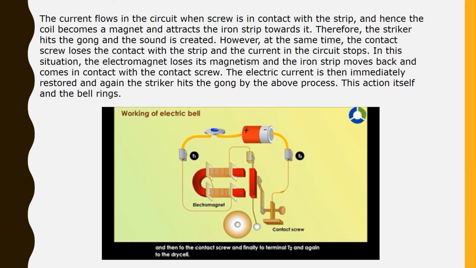So the electric current is then immediately restored, and again the striker hits the gong by the above process. Due to this action, the bell rings, because the electric circuit is immediately restored and the striker again hits the gong, and due to that we can hear the bell ring.